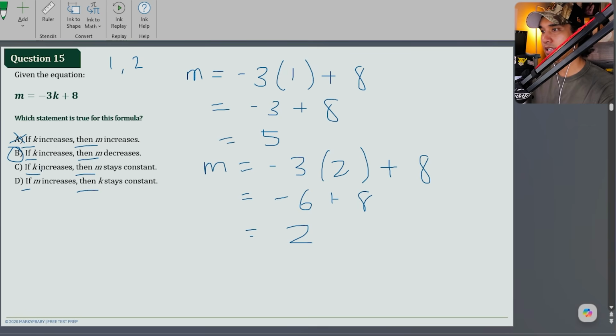But let's go check C and D. If k increases, m stays constant. No, m changed. It decreased. Okay, C is wrong. If m increases, and we have it here, from 2 to 5, then k stays constant. No, actually, if m increases, k decreases, as shown here. So we can get rid of D. B is the correct answer.